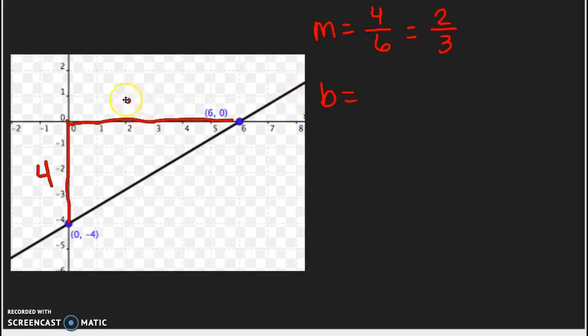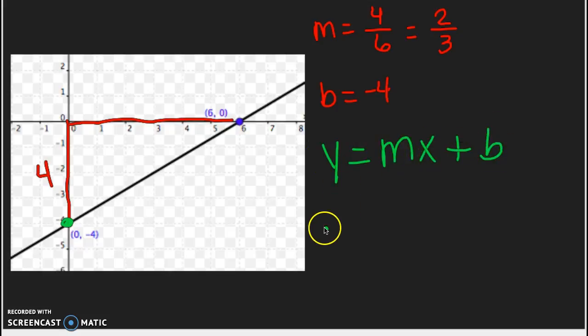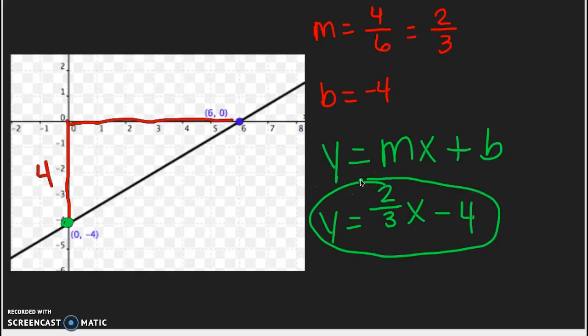And my y-intercept, where does it cross the y-axis? Right down here at negative 4. So when I plug these numbers in, y equals 2/3 x, and since your y-intercept is negative 4, I can just go ahead and write minus 4. And there you have it. Okay, so we already know how to graph them, so it's pretty easy to go in reverse, taking the graph and then writing the equation from that.